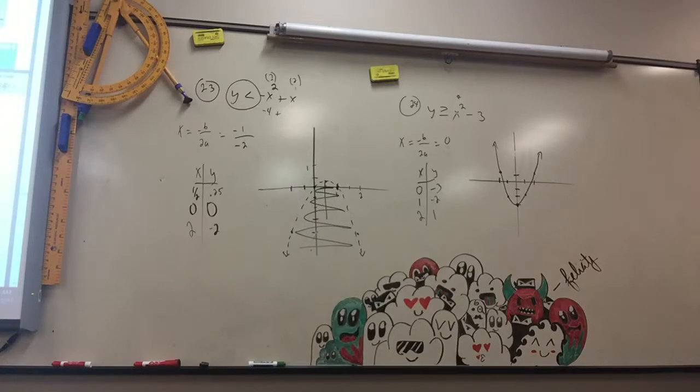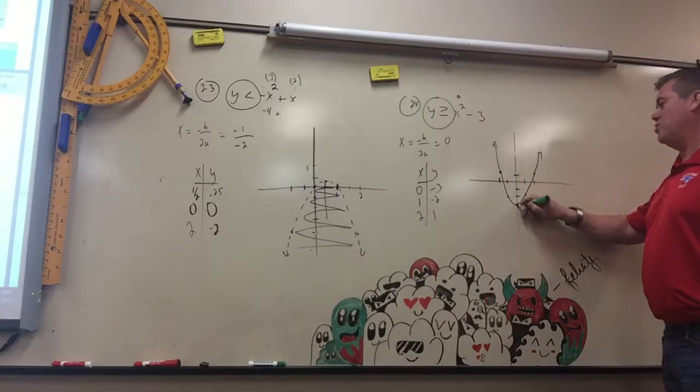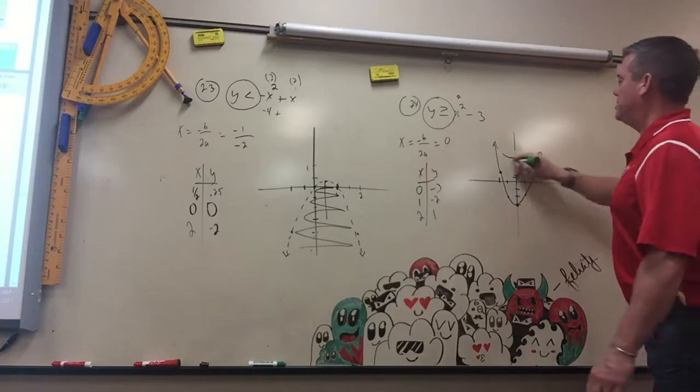Then we have to shade inside or out. Inside. Y is greater, so you go to the vertex, greater goes up, which puts you inside it.